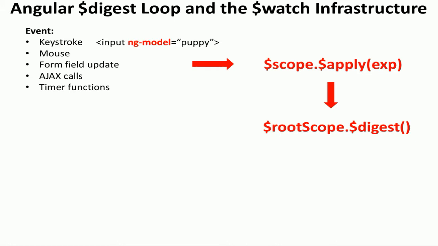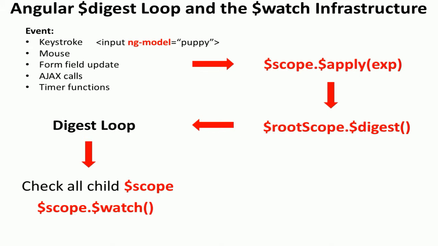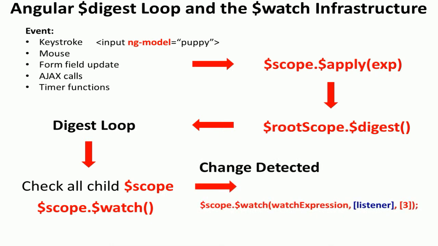The scope.apply method will take an argument or an expression and then calls the rootScope.digest function. The rootScope.digest function will start the digest loop. Notice the digest method is a method on rootScope. This digest cycle on the rootScope propagates throughout all child scopes and checks for model mutations with the scope watch loop. If the scope watch loop detects a change in a property or function, a callback function named the watch listener is called.